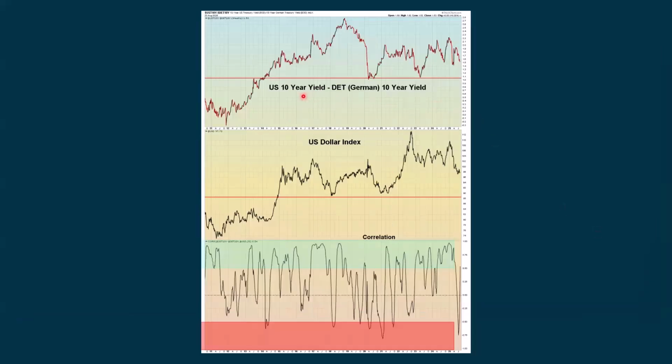Then we look at the 10-year yield in the U.S. We subtract the German 10-year yield, and then we plot that against the U.S. dollar index, starting to see a stronger correlation between the top chart and the middle chart.